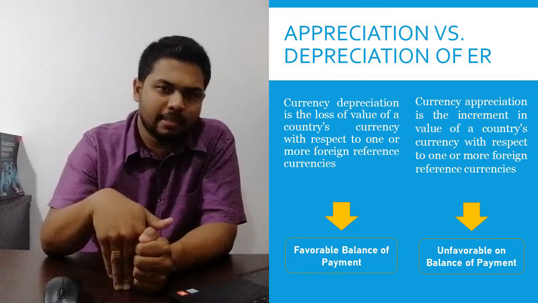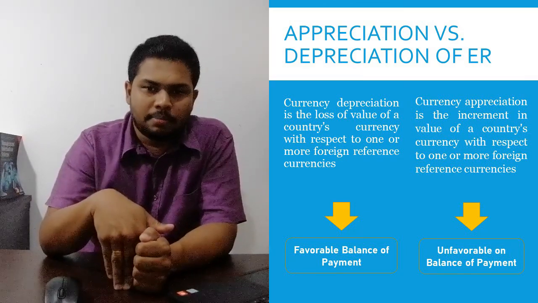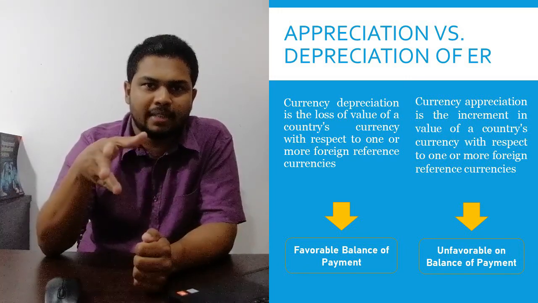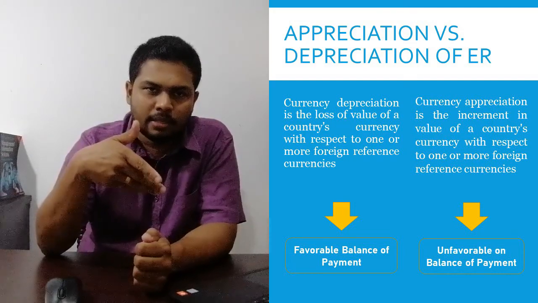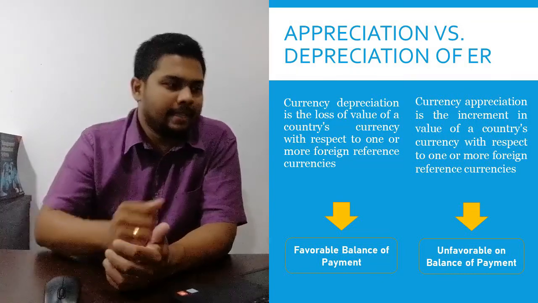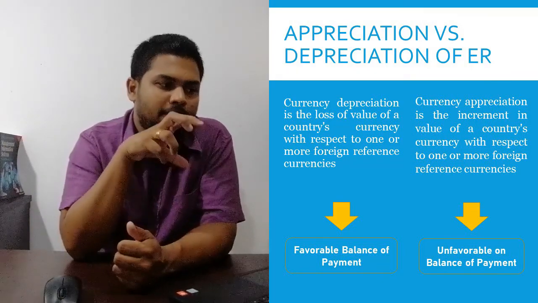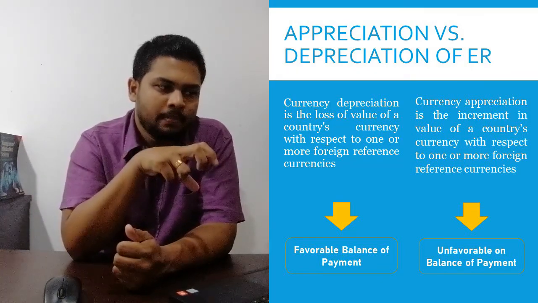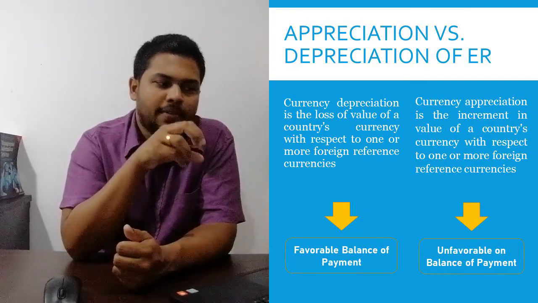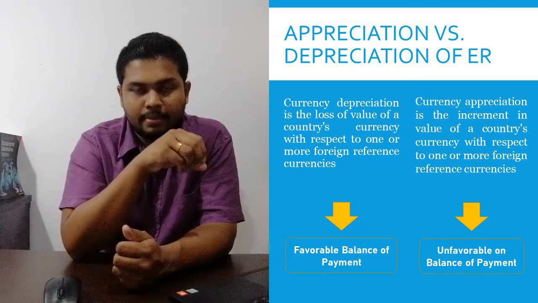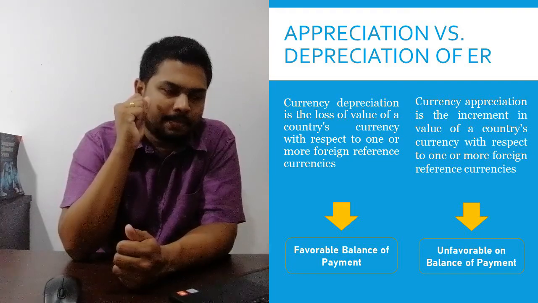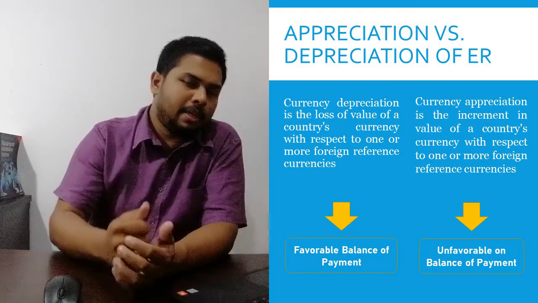Let's suppose today the currency value is 200. Tomorrow, if the USD is worth 250 rupees, in the sense we are devalued, we have depreciated our currency value. So currency depreciation is a loss of value of a country's currency with respect to one or more foreign reference currencies. In a depreciation, what happens is that it is favorable on the balance of payments.